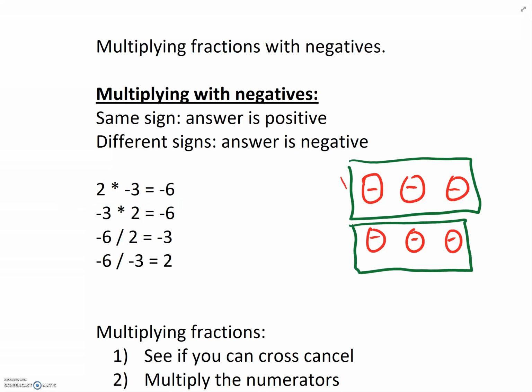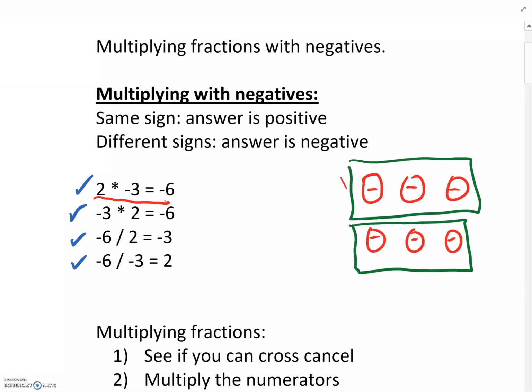So we know that if 2 times -3 is -6, then -3 times 2 is -6 by the commutative property of multiplication. And then we know that if -6 divided by 2 is -3, then -6 divided by -3 is 2. So all of these statements fall out of the very first one, 2 times -3 equals -6.